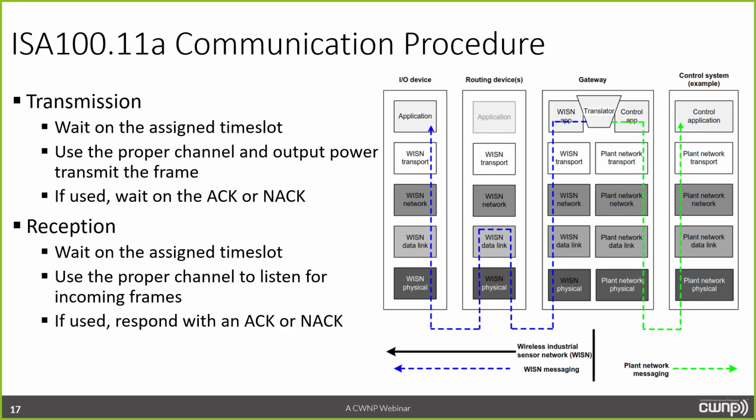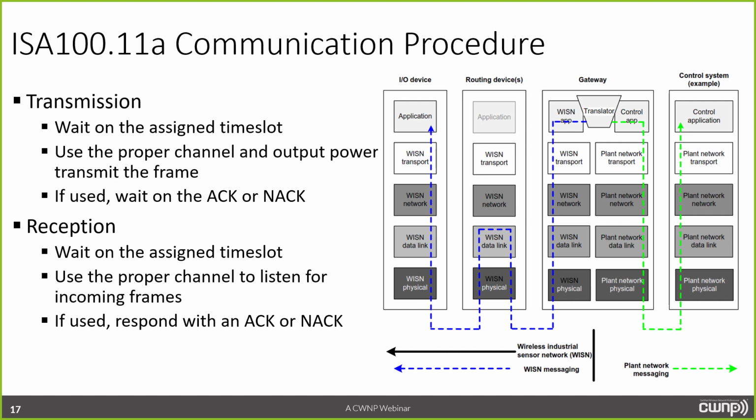Now, what's the communication procedure look like? Well, remember, we've got the I/O device, the routing device, the gateway, and a control system to think of, right? So basically, we're going to communicate from the I/O device through the routing device to the gateway. And notice the key here is that the routing device only ever de-encapsulates up to the data link layer. It doesn't care about the rest of it. But the gateway is going to have to de-encapsulate all the way up to the application layer. And then, of course, it can forward it on through the plant network to a control system or something of that sort.